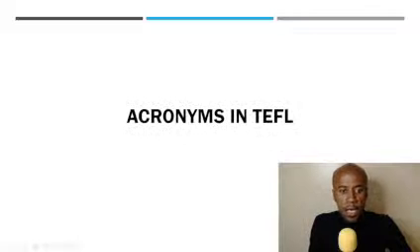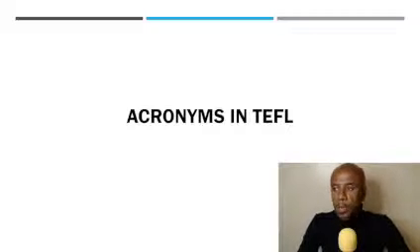We are going to start first with looking at acronyms. An acronym is the abbreviation formed from the initial letters of words and pronounced as a word. For example, when you say the United States, you take the first letter of United and the first letter of States and it becomes the US. US is the acronym for the United States.